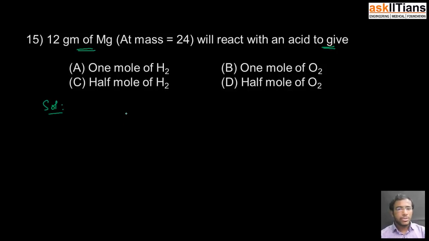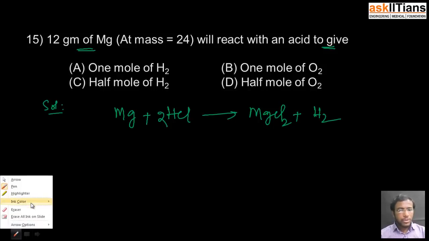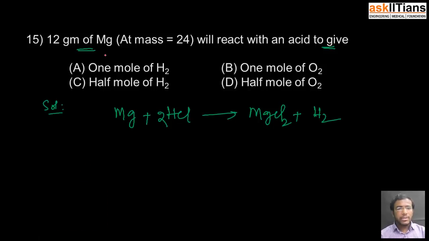Any acid you can take, like the simple HCl. Magnesium reacts with the HCl and forms magnesium chloride along with the liberation of hydrogen. If you balance this, it is 2HCl. Since a metal reacts with an acid and liberates hydrogen gas, it's 100% not going to be oxygen. So B and D you can eliminate the moment you see these options.